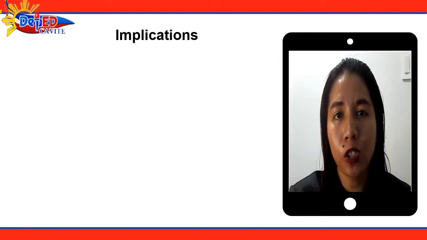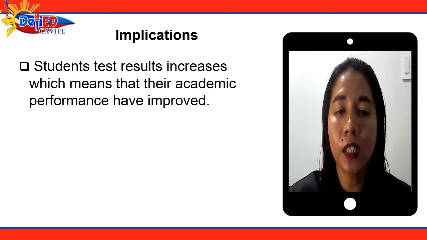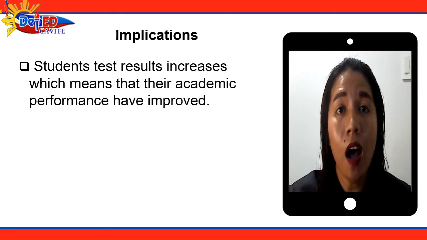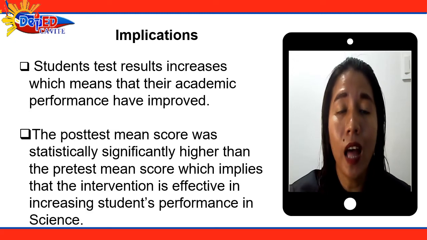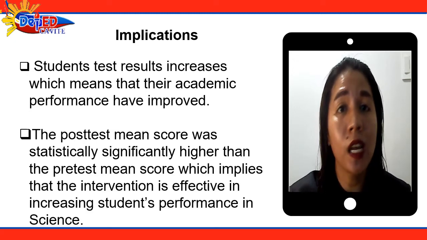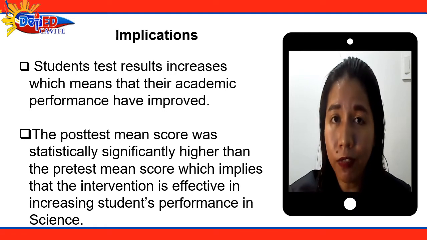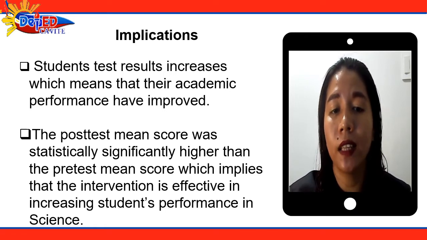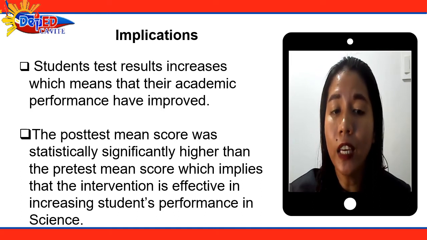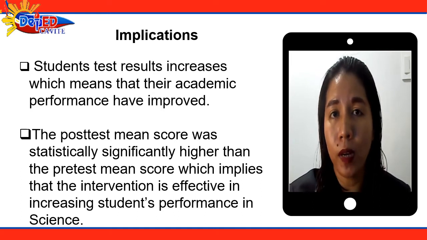For the implication of the findings, students' test results increased, which means that their academic performance has improved. Second, the post-test mean score was statistically significantly higher than the pretest mean score, which implies that the intervention is effective in increasing students' performance in science.